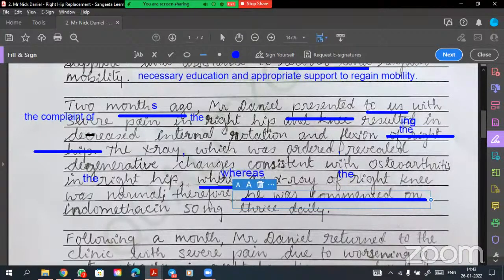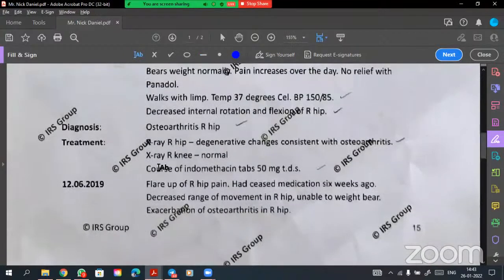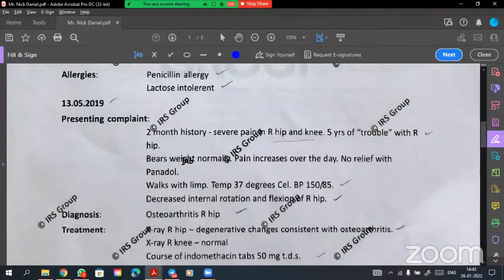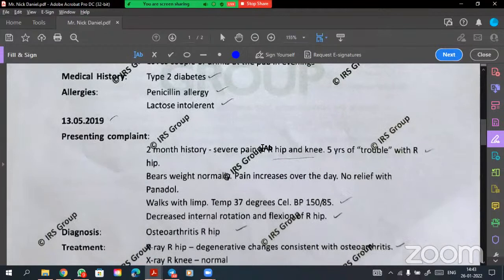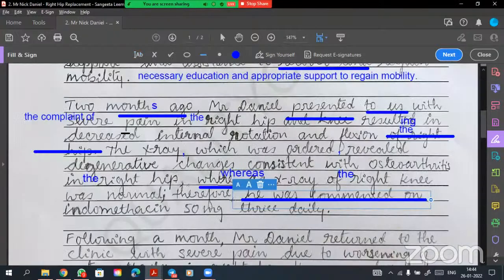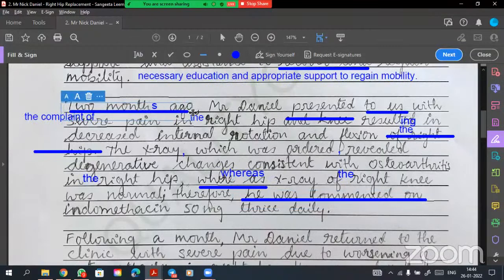With severe pain in the right hip. Okay, very severe pain in the right hip. First, 2 month history, severe pain in the right hip and knee. Okay, 5 years of trouble with right hip. See here, 5 years of trouble with right hip. Pain in the knee is there, but the problem is with the right hip. So on 13/5/2019, here you are writing 2 months ago. Why are you writing a vague idea, when the correct date is there? Why are you not using the date? Date is more perfect, no?